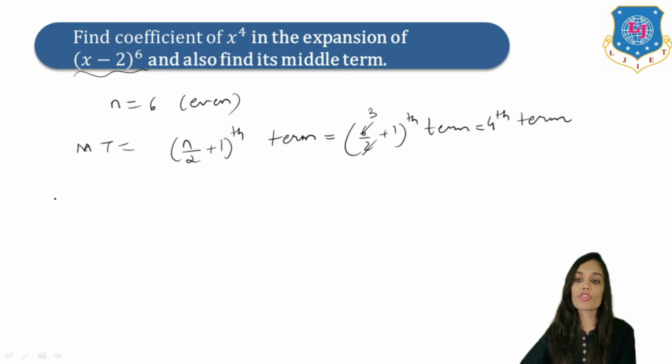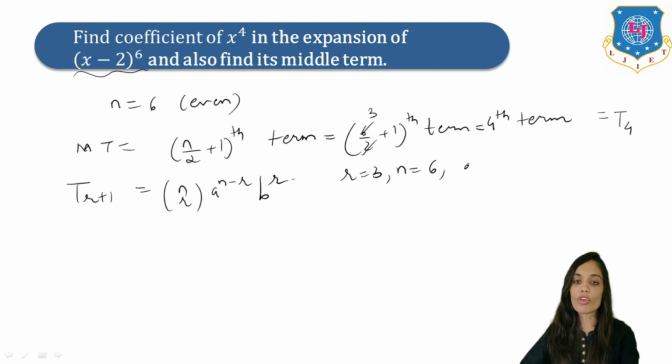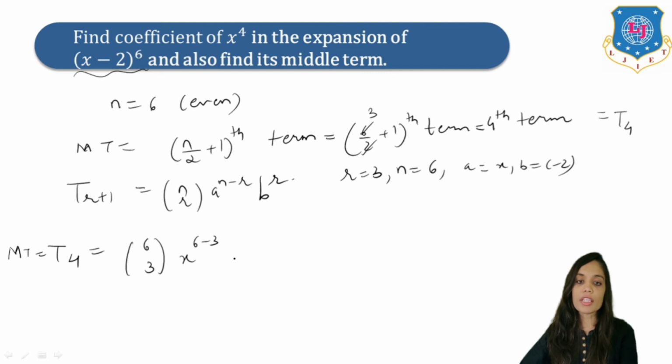Now we also know the formula to find any term of the series expansion. The formula is T(r+1) = nCr a^(n−r) b^r. Is it clear? Now if we want to find T4, we will put the value of r as 3. We know the value of n, it is 6. Value of a is x and the value of b is −2. So let us put all these values in this. So T4, which is our middle term, will be equal to 6C3, a is x, so x raised to 6 − 3, b is −2 raised to r, that is 3.